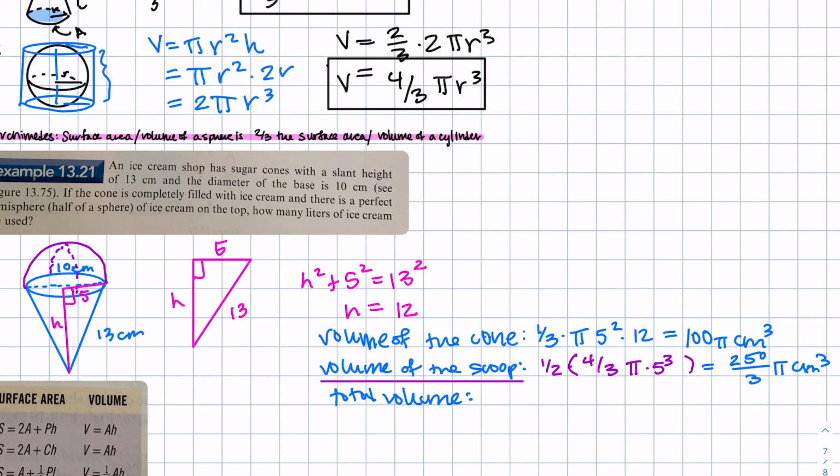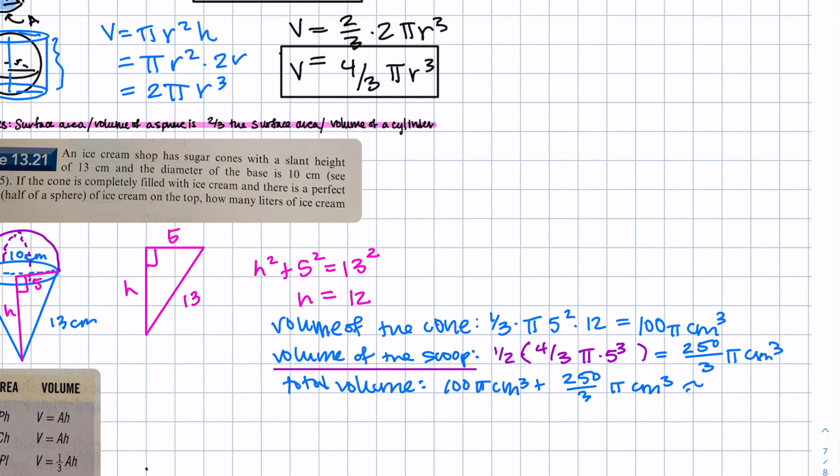Okay, so now let's look at the total volume. So the total volume is, of course, adding these two things together. So that's 100 pi centimeters cubed plus 250 over 3 pi centimeters cubed. And that is approximately 576 centimeters cubed.